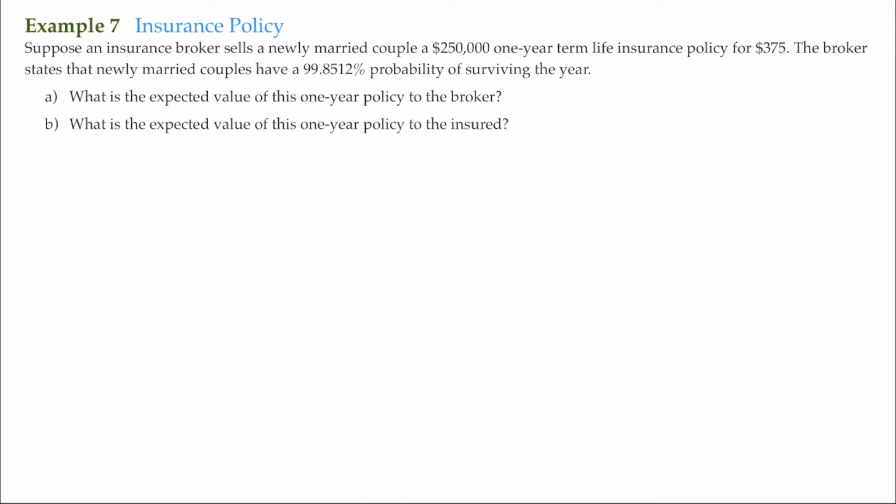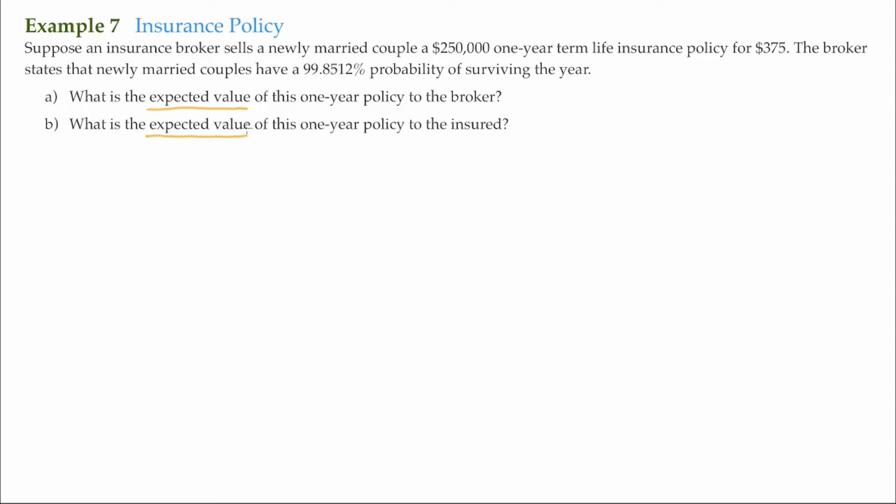What is the expected value of this one-year policy to the broker? And then B, what is the expected value of this one-year policy to the insured? So as we read any of these word problems, we have to make sure that we're reading them very carefully and we're clear on what's going on. The first thing I want to point out is the expected value here. So we're looking for an expected value. So in the long run, what can we expect to occur?